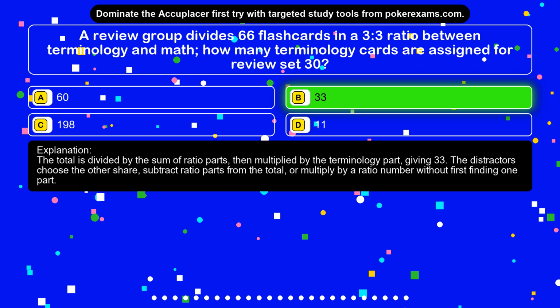The total is divided by the sum of ratio parts, then multiplied by the terminology part, giving 33. The distractors choose the other share, subtract ratio parts from the total, or multiply by a ratio number without first finding one part.